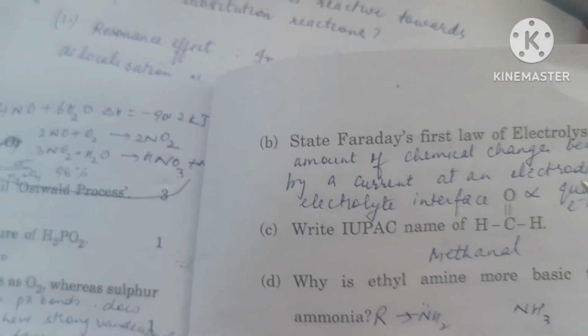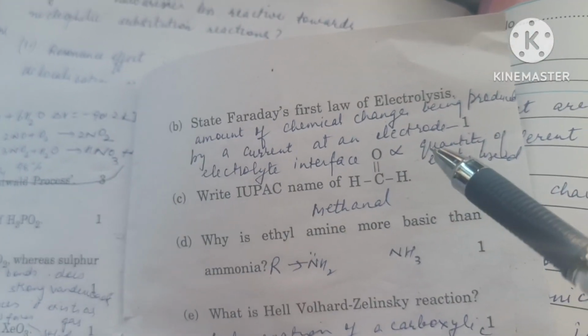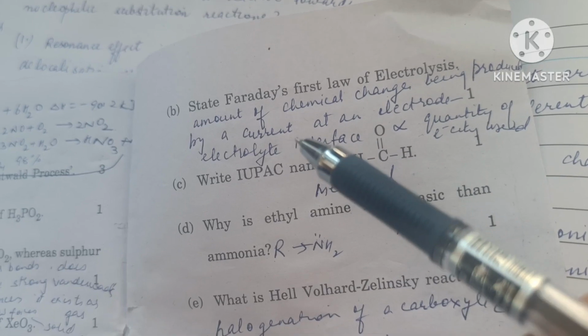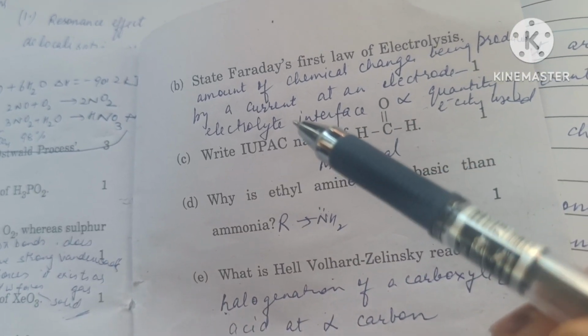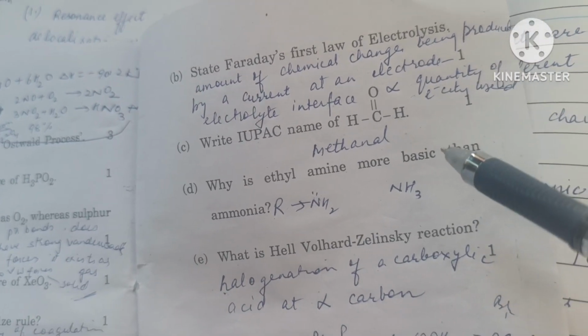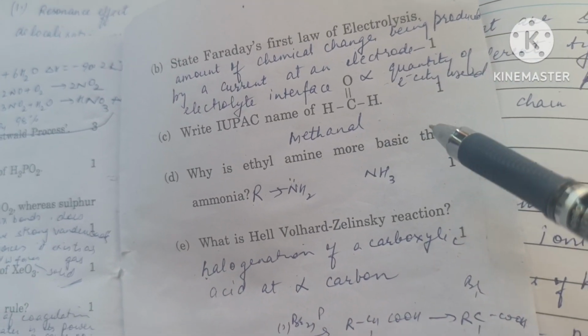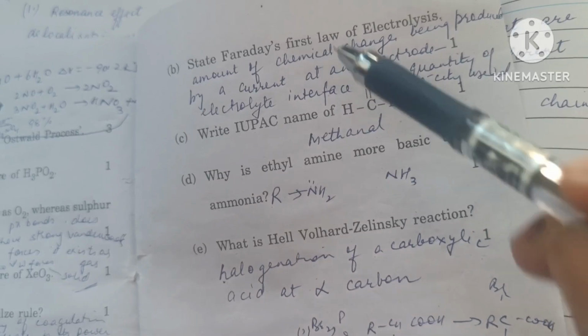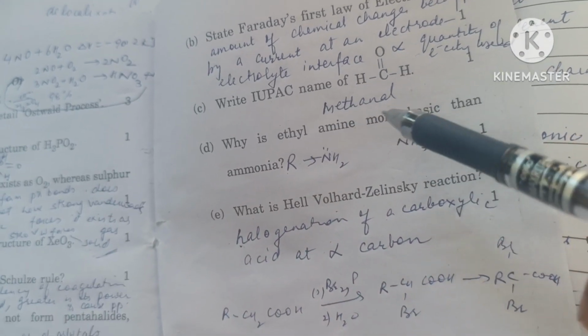State Faraday's first law of electrolysis. Amount of chemical change being produced by a current at an electrode electrolyte interface is proportional to quantity of electricity passed. This is Faraday's first law. IUPAC name हो जाएगा methanol.